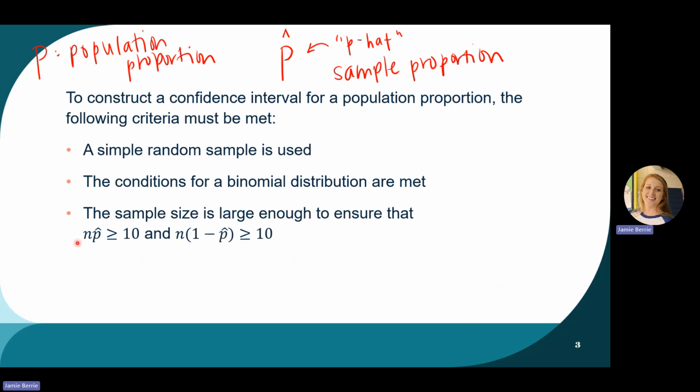Here the criteria that we would like to be met is n times p hat, so that's the sample size times the sample proportion, should be greater than or equal to 10. And then the sample size n times 1 minus the sample proportion should also be greater than or equal to 10. Your sample proportion here is in its decimal or fraction form for that criteria.